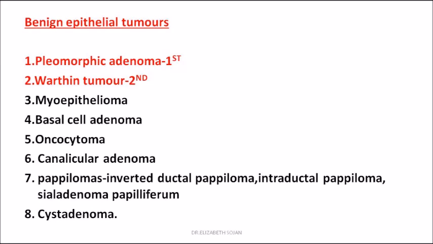From the MCQ viewpoint, the most common salivary gland tumor is pleomorphic adenoma. If you put benign and malignant salivary gland tumors together and make one ranking order, the most common is pleomorphic adenoma, and the second rank goes to Warthin's tumor. In an MCQ, if they ask which is the most common salivary gland tumor without specifying benign or malignant, the answer is pleomorphic adenoma, and the second most common is Warthin's tumor. Remember these two important points.